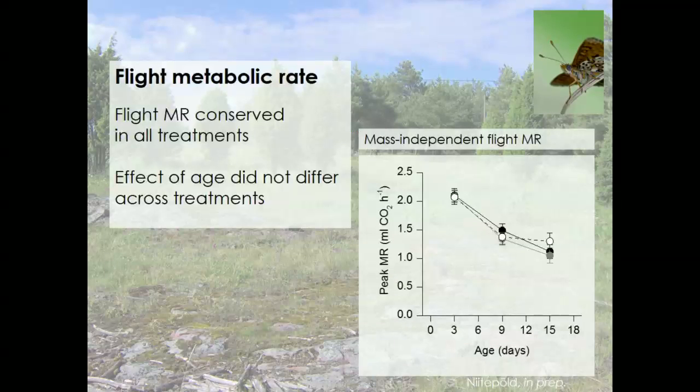With flight metabolic rate, we saw again a pattern where metabolic rate is decreasing with age. But interestingly, here there was no differences among the different treatments. So the pattern of faster senescence among flight-treated individuals didn't seem to be the case with Melitea kingsia.